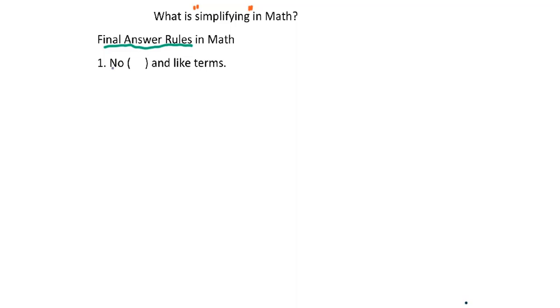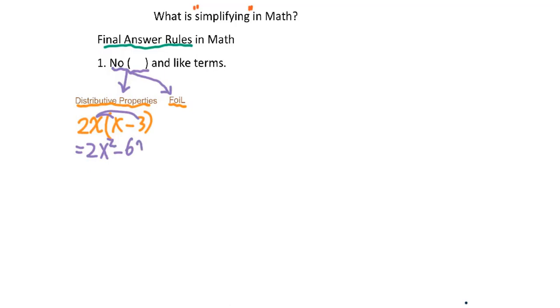No parentheses. How do we get rid of parentheses? We learn in Algebra 1 the distributive property, and also the FOIL. So we use the distributive property and FOIL to get rid of parentheses. For example, if we have 2x times (x minus 3), we do the distributive property, and you will get 2x squared minus 6x. You see the parentheses are gone.